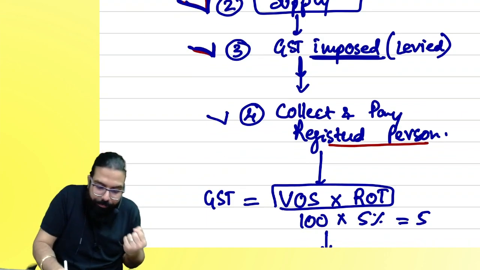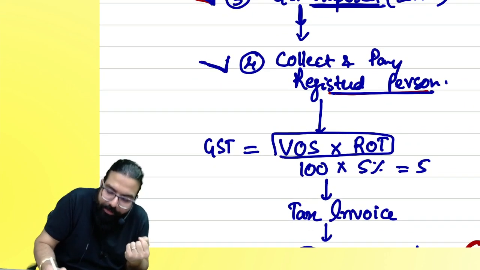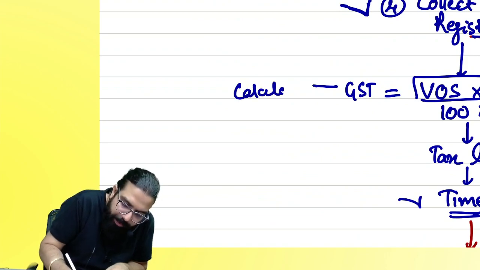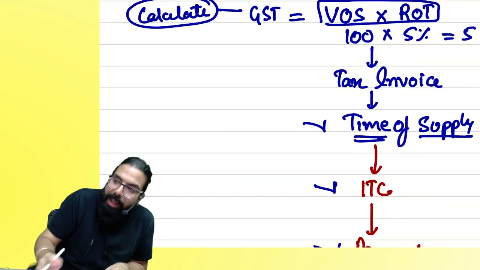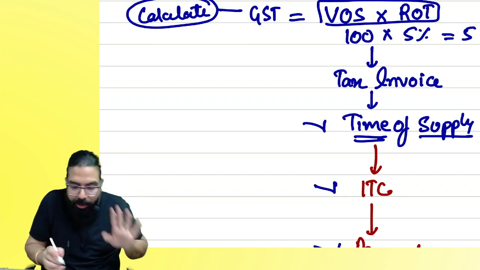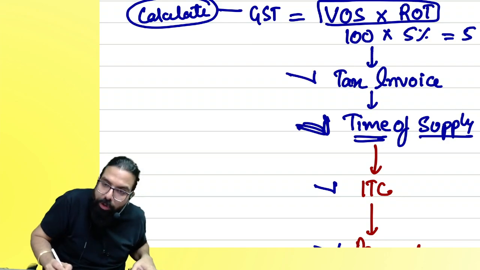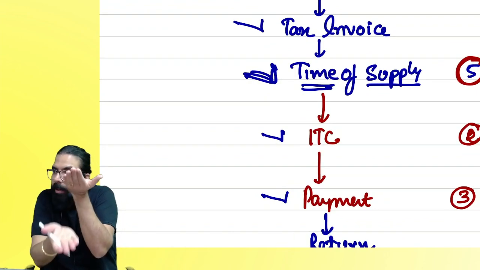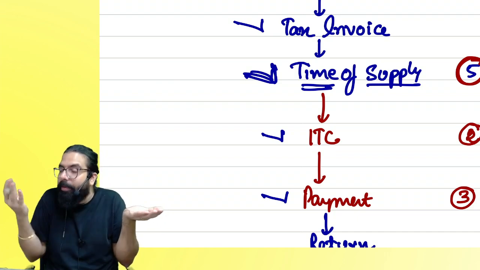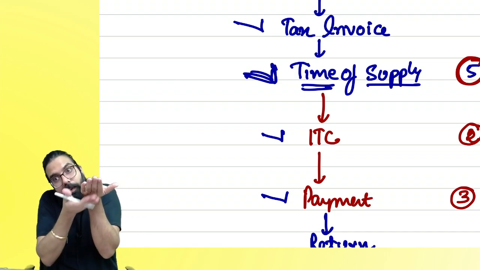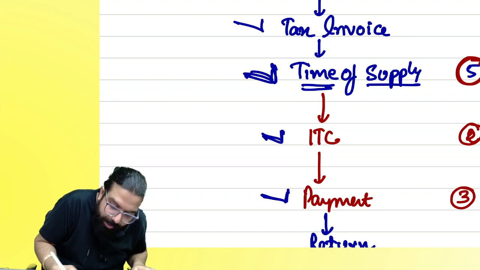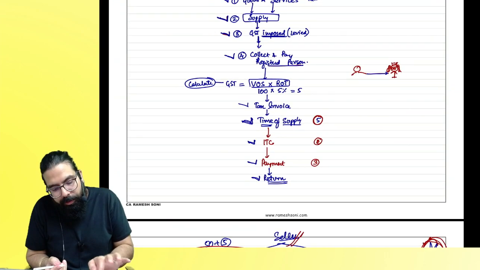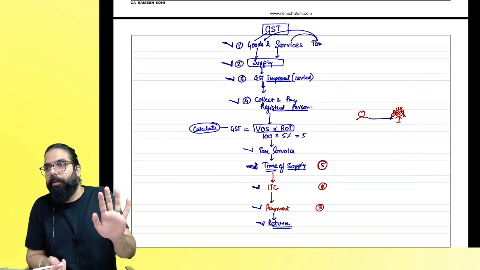Then he will collect. Correct? To collect, he should be a registered person. How will he collect? He will calculate. Do you guys agree with me? He will calculate. After calculating, he will give you an invoice. And now he has to pay the GST to the government. When you have to pay the GST, what will you do? You will deduct whatever credit you have. When you're buying, if you had paid any tax, you can deduct. The remaining amount, you will pay and you will file your returns. These are your chapters of GST and your GST gets over.